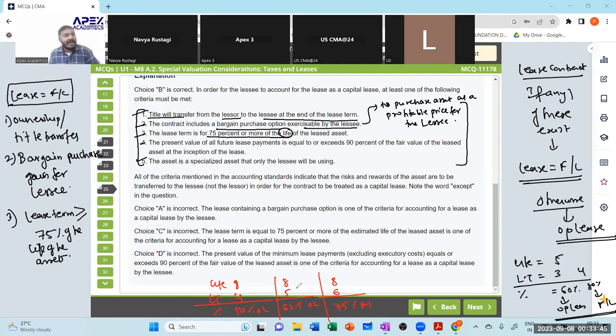So if I make a statement like this, for an asset which has a life of 8 years, a lease term has to be 6 years or more for it to qualify as a finance lease. Am I serious or am I joking? I'm serious. Are you understanding? Yes or no? Yes, sir. So what is the third point? Lease term should be greater than or equal to 75% of the life of the asset. Are you with me on that? Yes, sir.